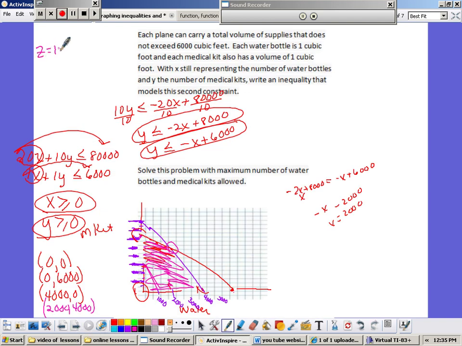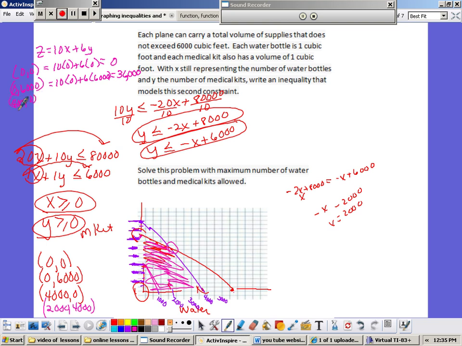So z is equal to 10x plus 6y. So we plug 0, 0 in. 10 times 0 plus 6 times 0 is 0. I take 0, 6,000 and I plug it in. 10 times 0 plus 6 times 6,000 means that 36,000 people would be helped if I took no water and 6,000 medical kits.